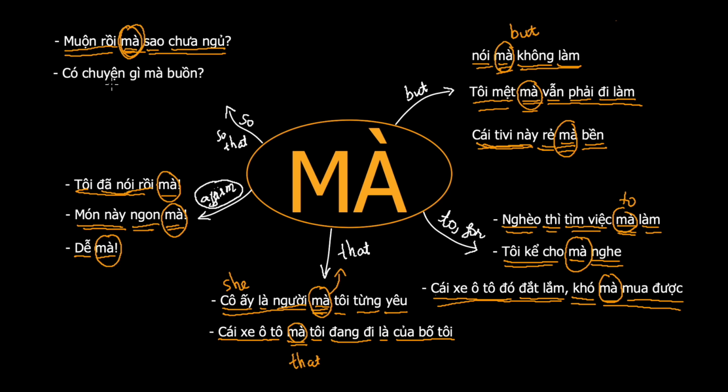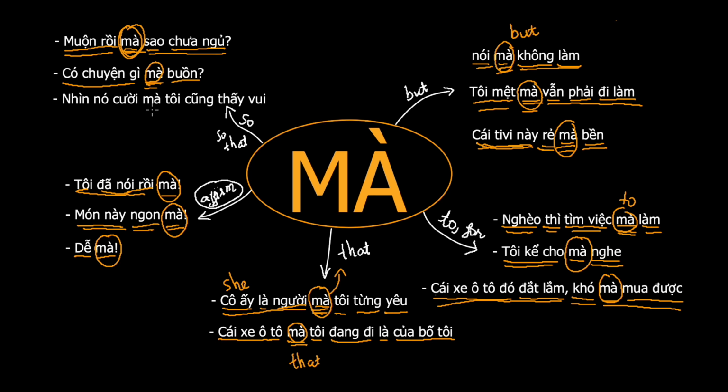Another example here we have có chuyện gì mà buồn. Có chuyện gì means did something happen? Buồn means sad. Did something happen so that you are sad? So did something happen and it makes you feel sad. Có chuyện gì mà buồn. Mà means so that. So you want to talk about the result that something makes you sad. So you can use the word mà like so or so that.